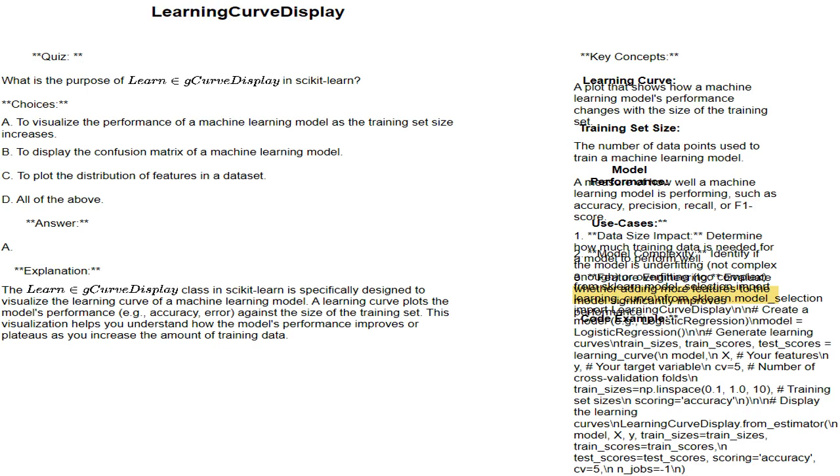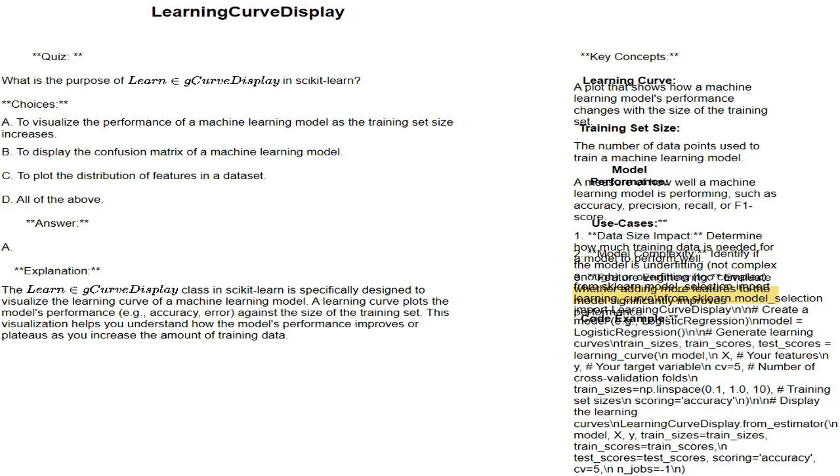From sklearn.model_selection import learning_curve. From sklearn.model_selection import LearningCurveDisplay. Create a model, e.g., logistic regression. Generate learning curves: train_sizes, train_scores, test_scores = learning_curve(model, X, y, cv=5, train_sizes=np.linspace(0.1, 1.0, 10), scoring='accuracy'). X is your features, y is your target variable, cv=5 is the number of cross-validation folds, and train_sizes sets the training set sizes.